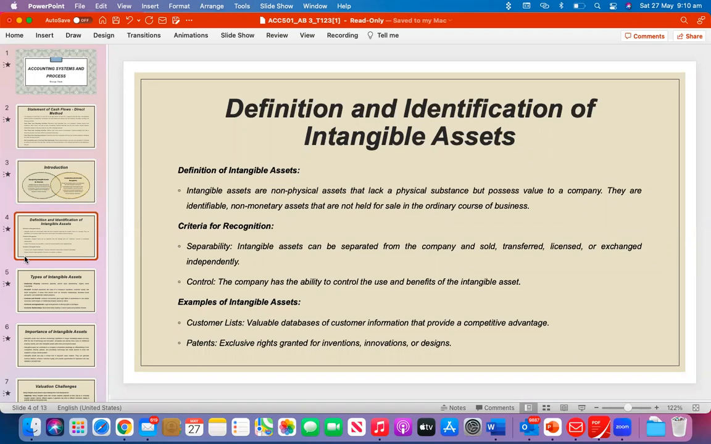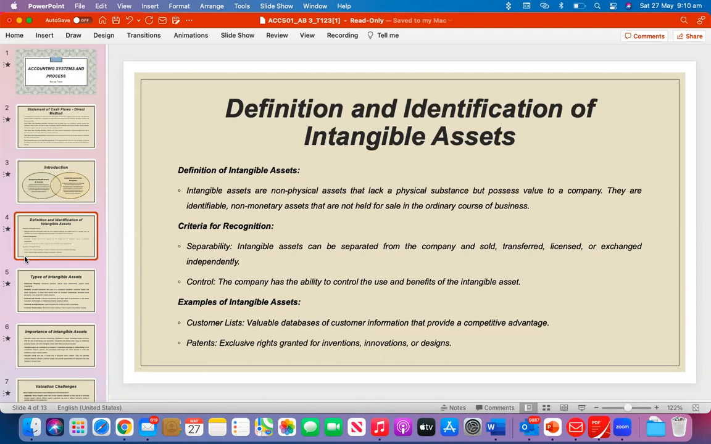Now we have definition and identification of intangible assets. Intangible assets are non-physical assets that lack a physical substance but possess value to a company. They are identifiable, non-monetary assets that are not held for sale in the ordinary course of business.